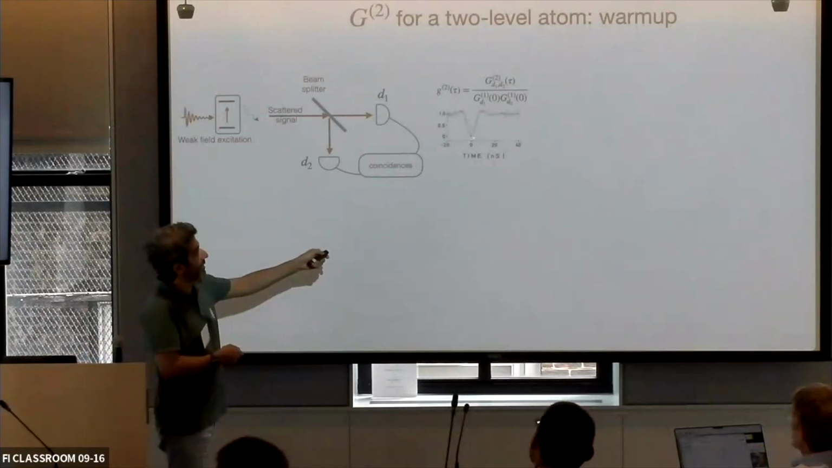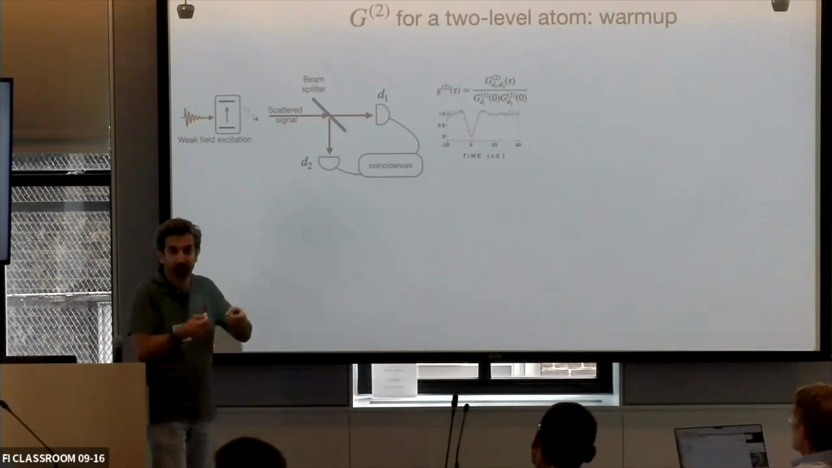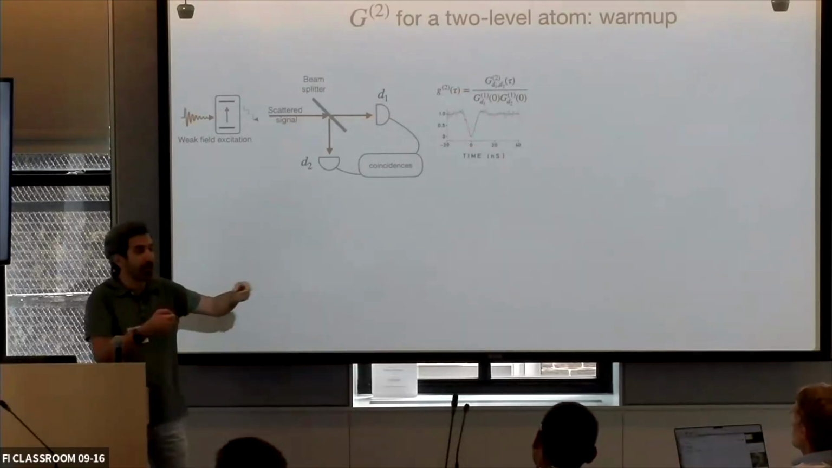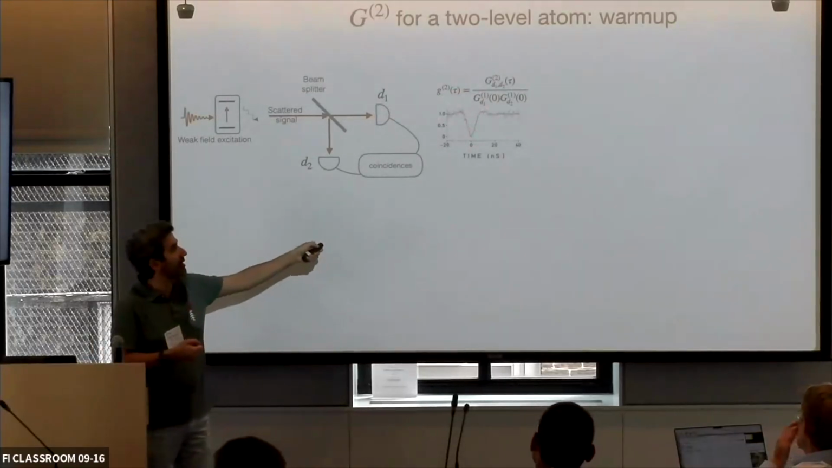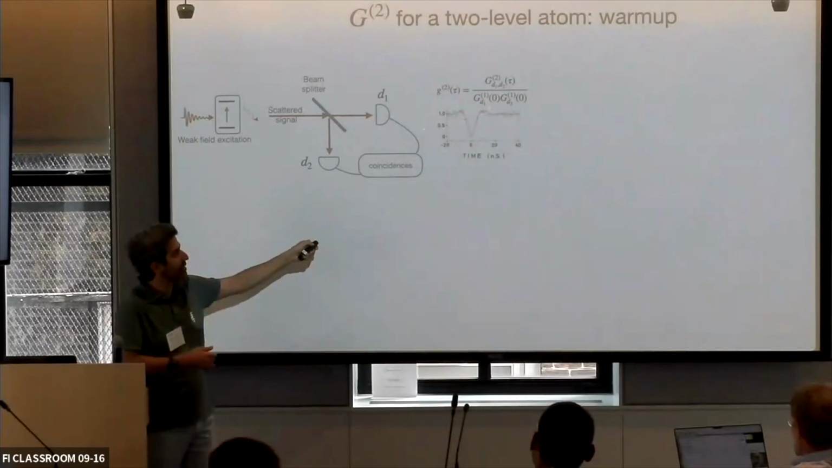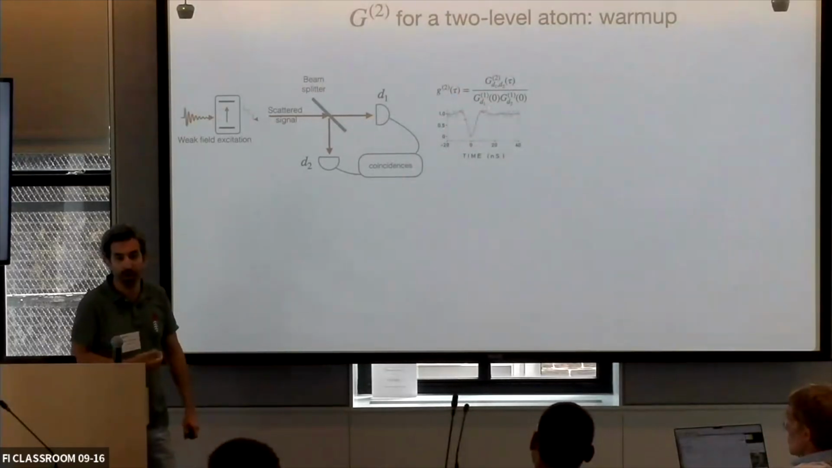It will emit 1 photon at a time. So certainly at G2 of tau equals 0, I should see anti-bunching. The photons are anti-bunched, not coming at the same time. But if I wait long enough, then I will recover, and if it is driven by a classical field, Poisson distribution, then I would get 1. Basically.